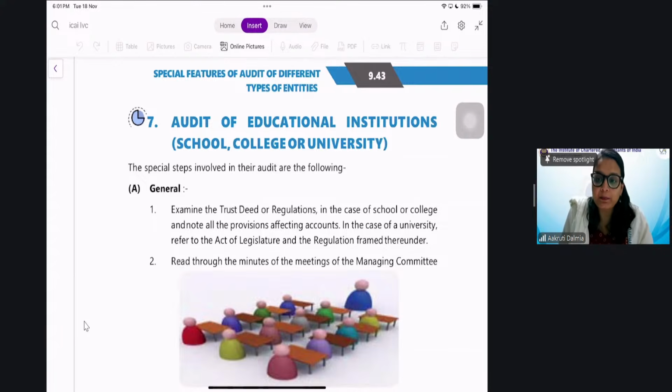We have already completed government audit. We have finished local bodies. We have finished NGOs. We have finished sole proprietor, partnership, LLP. All these things we have completely finished. So we will continue with the next topic today.